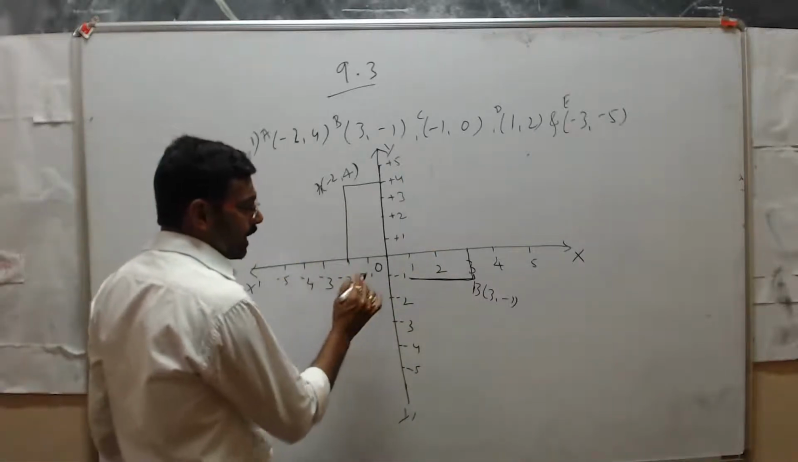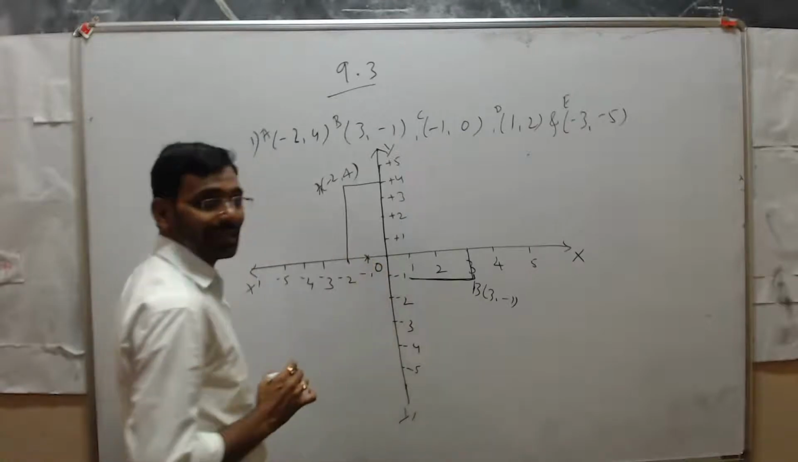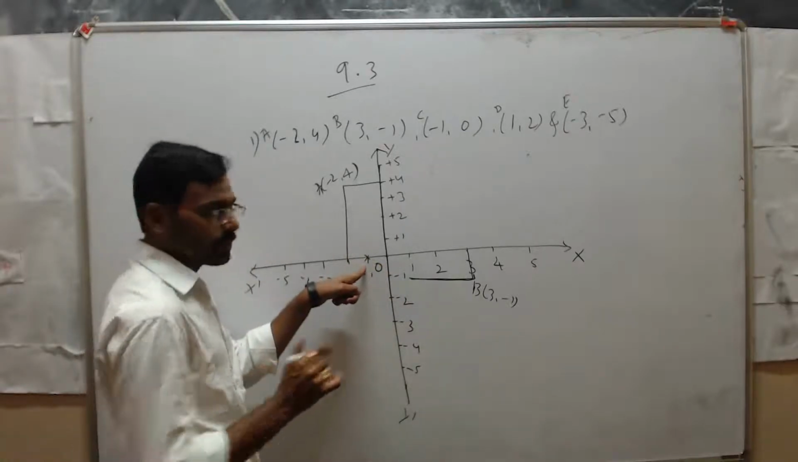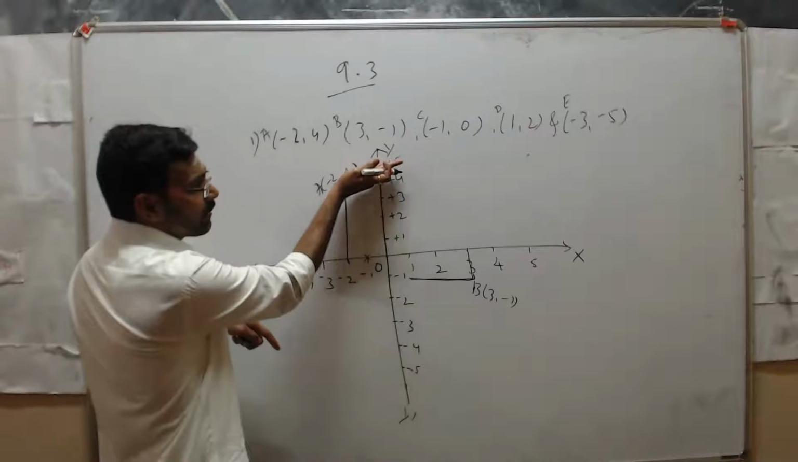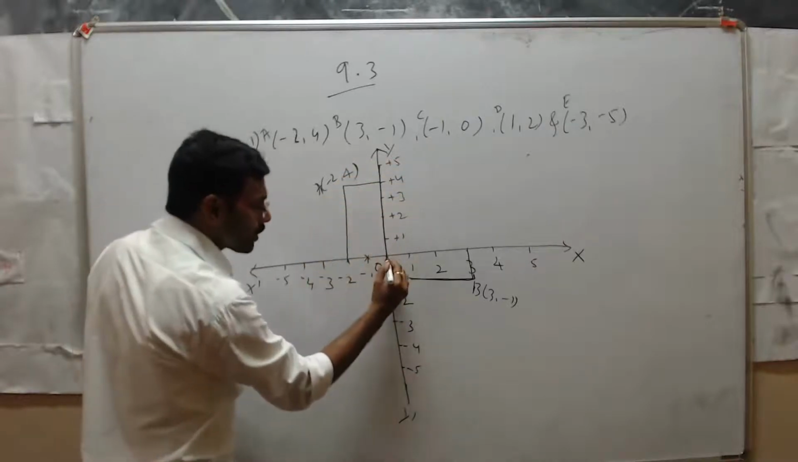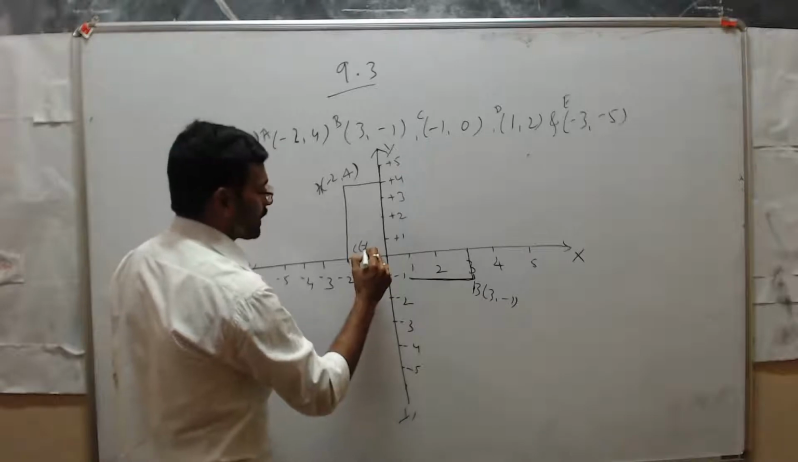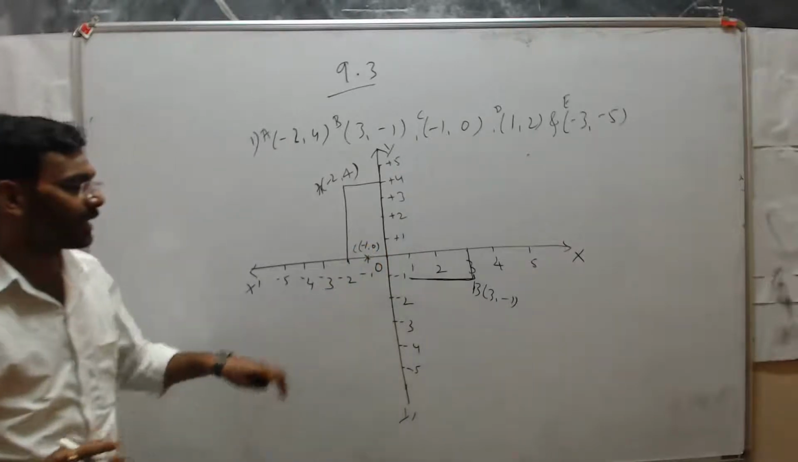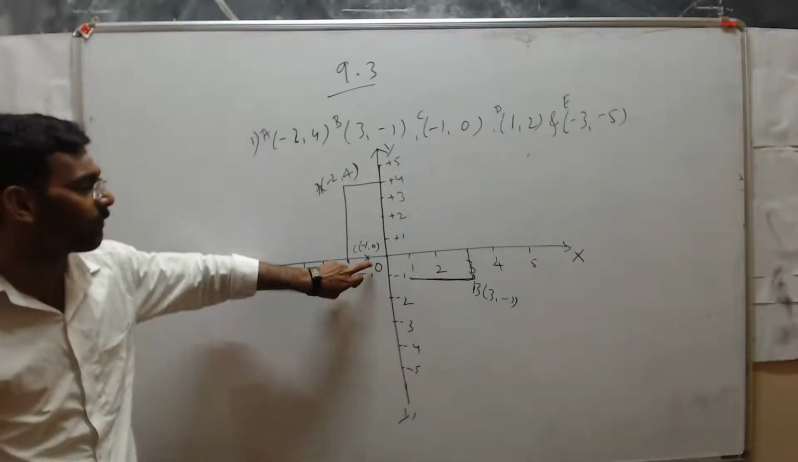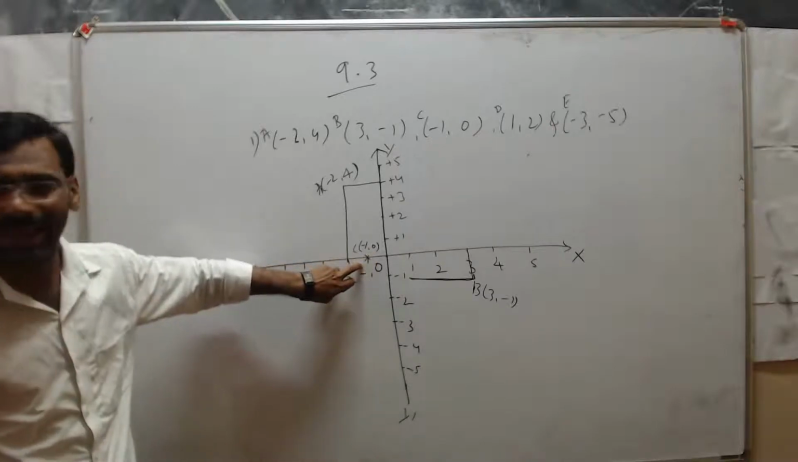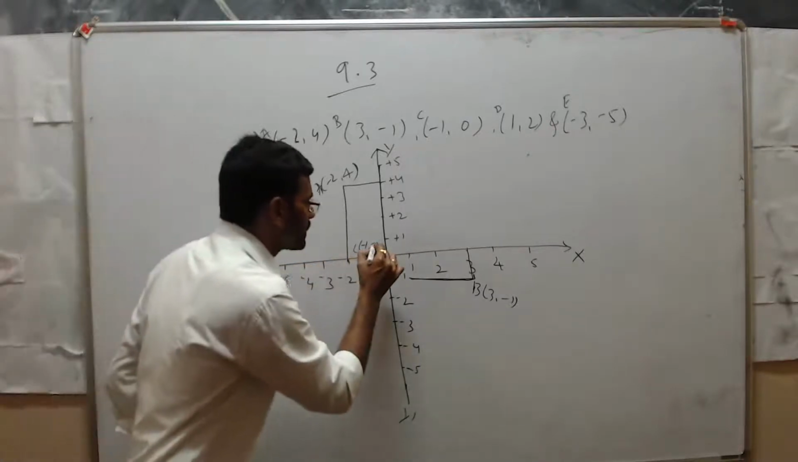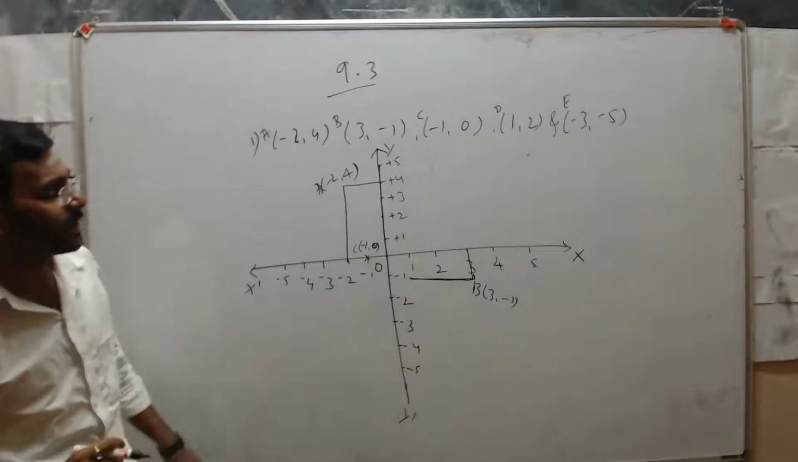Then the x value is minus 1. Y value 0 means we should represent it here only. Therefore, it is considered as C: minus 1 comma 0. Which axis does it lie on? If the y value is 0, the point lies on the x axis.